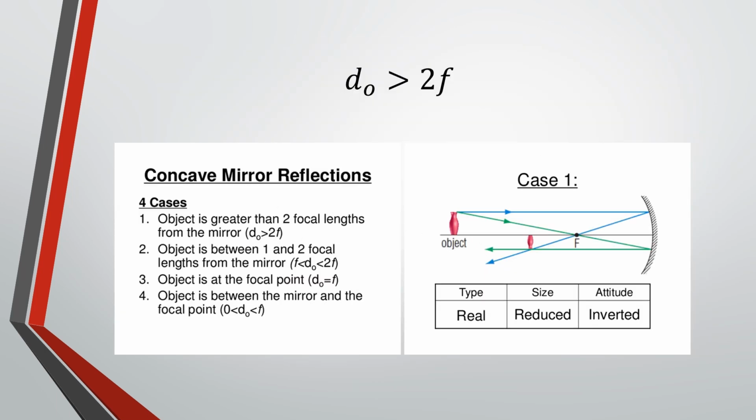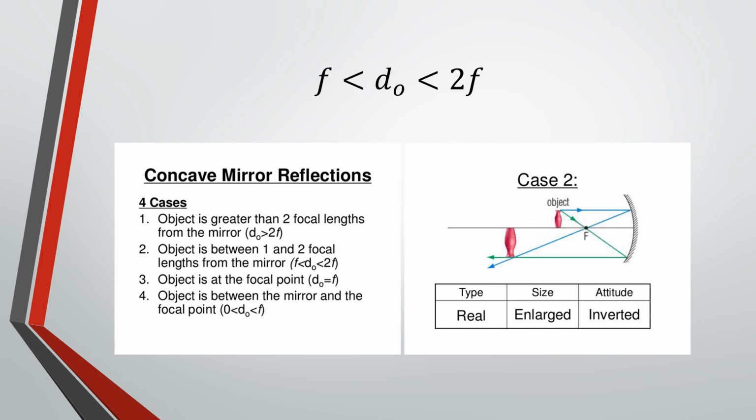Okay, in case 1, the object is greater than 2 focal lengths from the mirror. This means that the object is placed further than the center of curvature. It will be a real image, it'll be reduced, and it will be inverted. In case 2, the object is placed between the center of curvature and the focal point, in which case it will be the same except it will be enlarged instead of reduced.